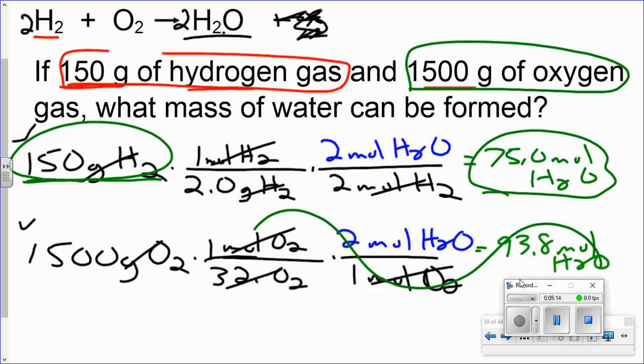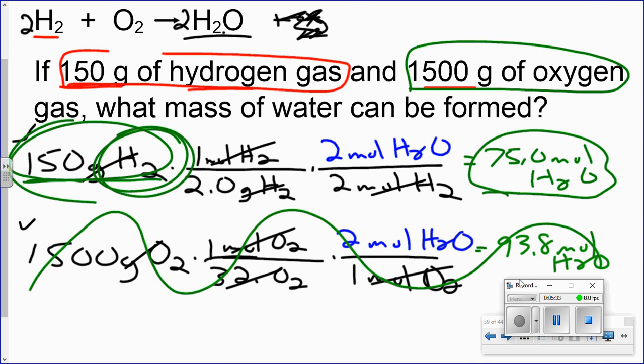So actually, I can ignore the excess reactant. I have too much of it. And the limiting reactant is going to lead to all of our data. So we're not done yet. Usually these questions say, what's the limiting reactant? The answer is hydrogen is our limiting reactant.